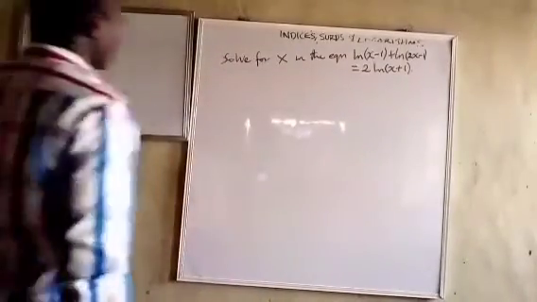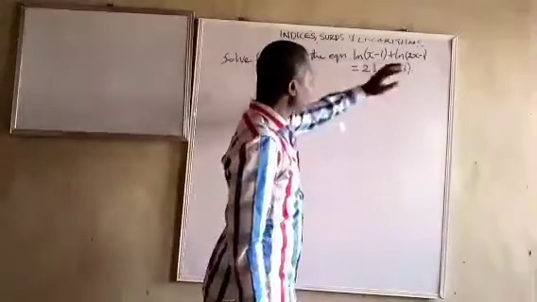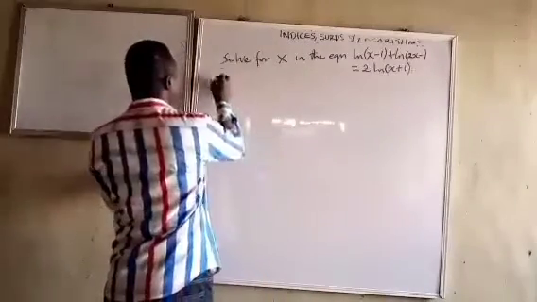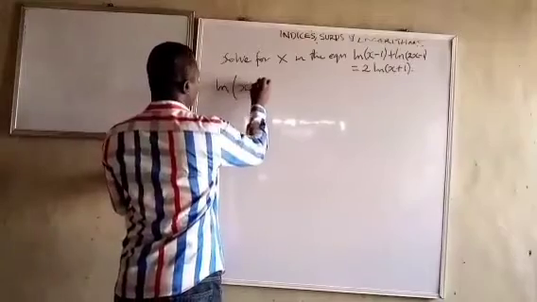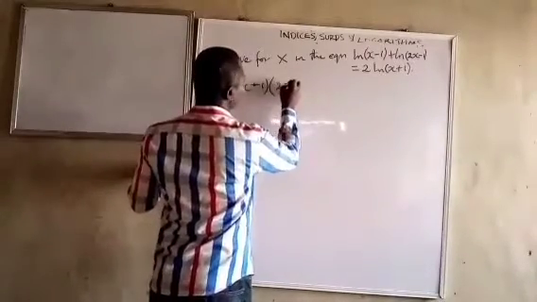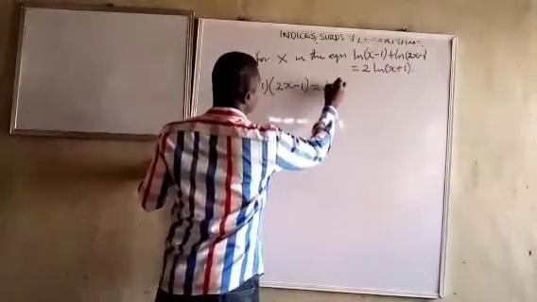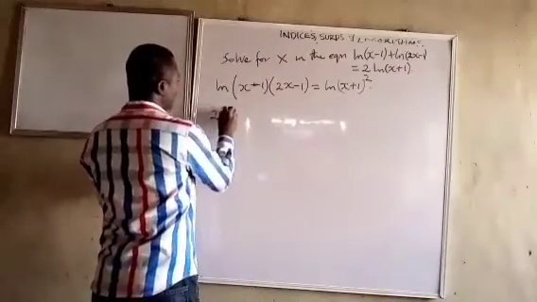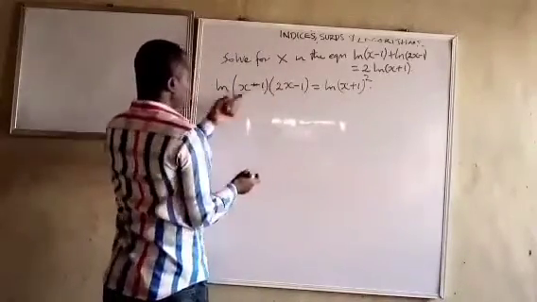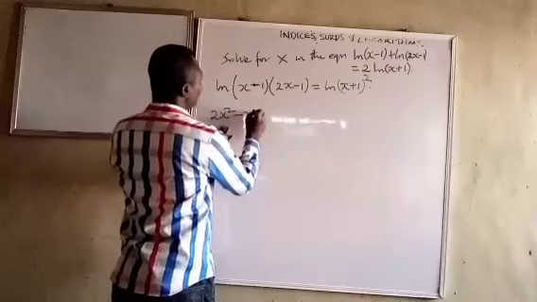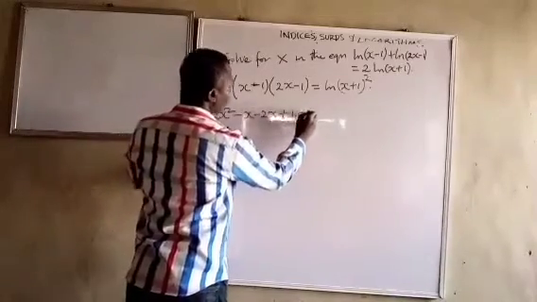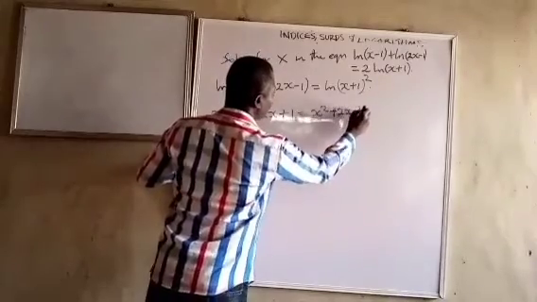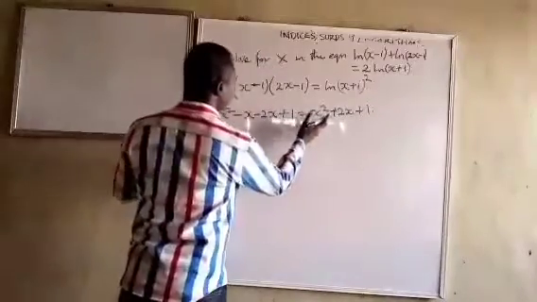There is another one here now. Solve for x in the equation ln(x minus 1) plus ln(2x minus 1) equals 2 ln(x plus 1). What does that imply? It means that ln of (x minus 1)(2x minus 1) is equal to ln of (x plus 1) squared. Therefore, we have 2x squared minus x minus 2x plus 1 equals x squared plus 2x plus 1.